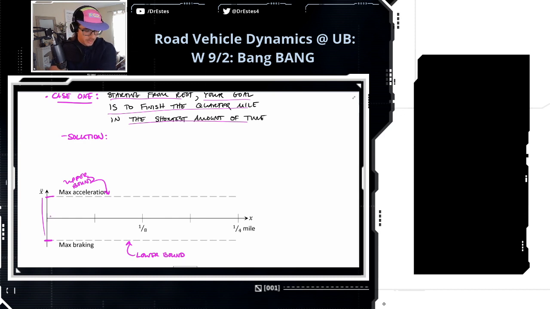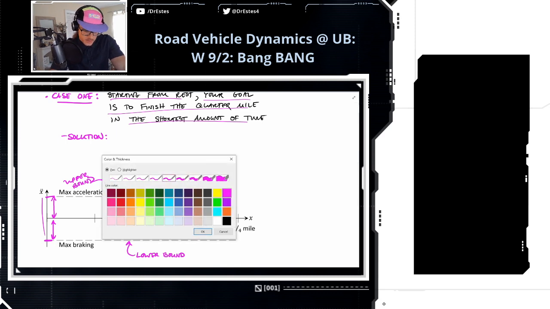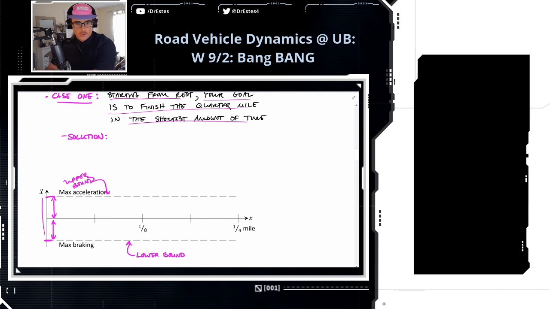For now, we're assuming that the upper bound is equal in magnitude to the lower bound, so you have equal accelerating or braking capabilities. And your first goal: what I want you to do is fill in on this chart what you think you should be doing during the race. Just draw a line. Do you have a guess? Okay, so the solution for this one, I'm just going to draw it on here.